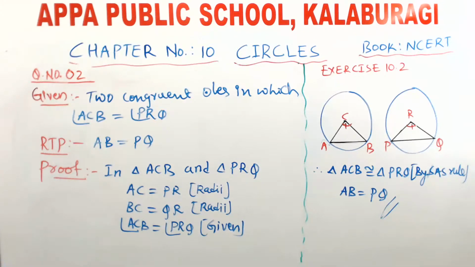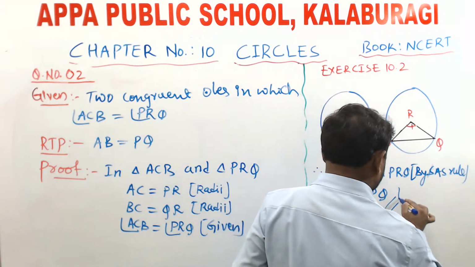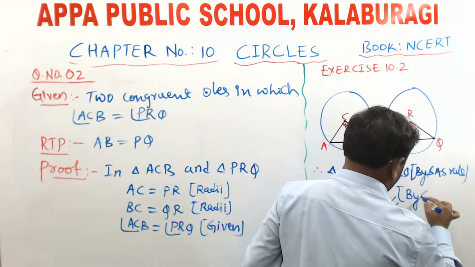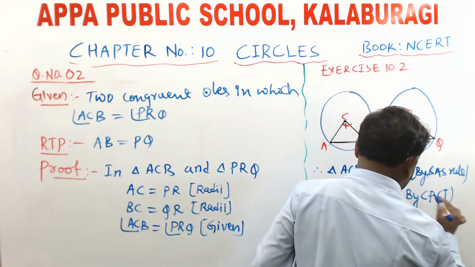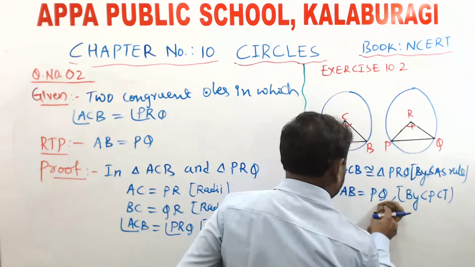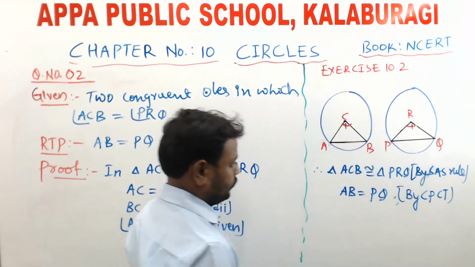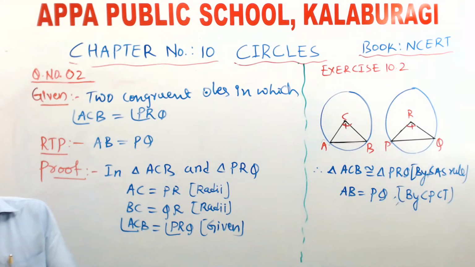Yes, we can write the reason also here. So what will you write as the reason? Corresponding parts of congruent triangles. AB is equal to PQ by CPCT.